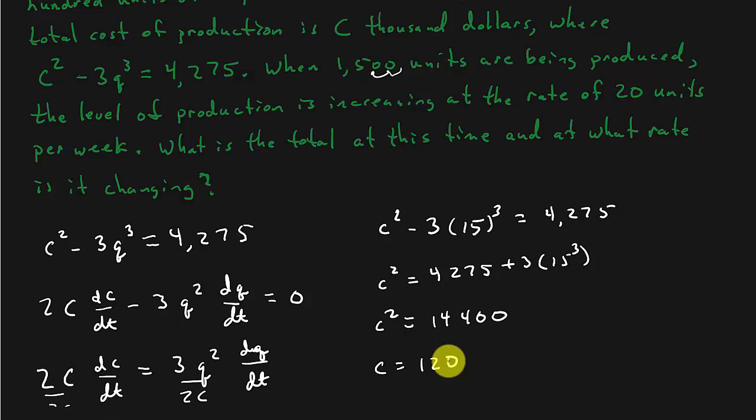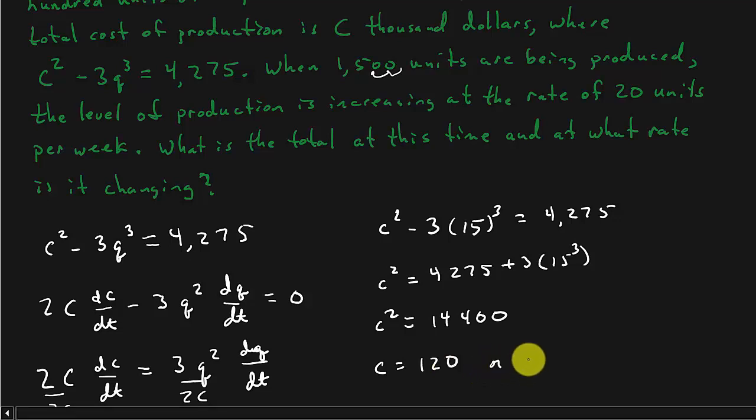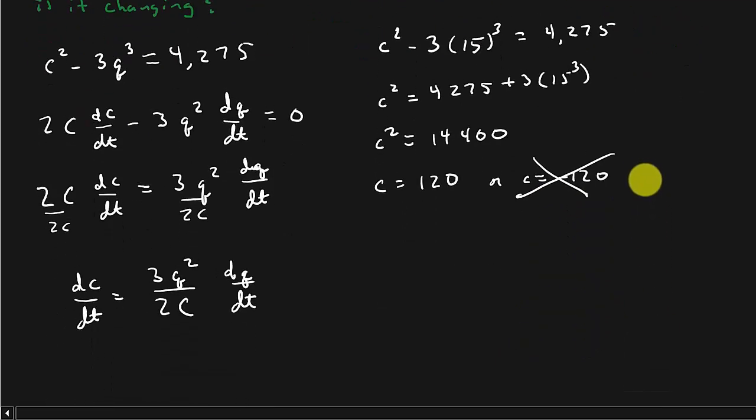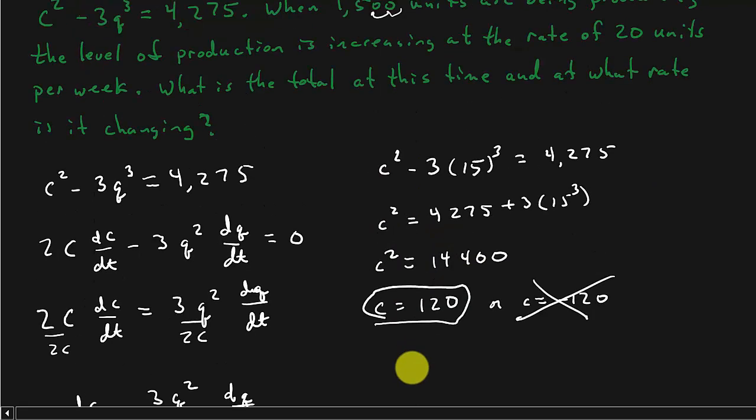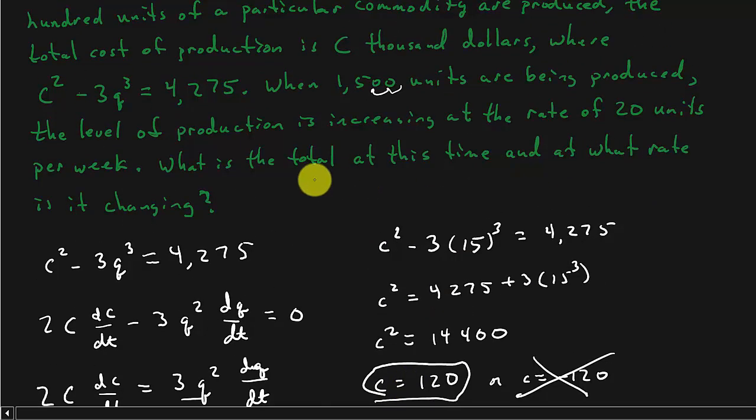But we know we're just going to use the plus. I'll go ahead and write it. Or C equals negative 120, and we know we're not going to use that one. All right. Now, let's look at this. So here's your answer to what is the total cost at this time.